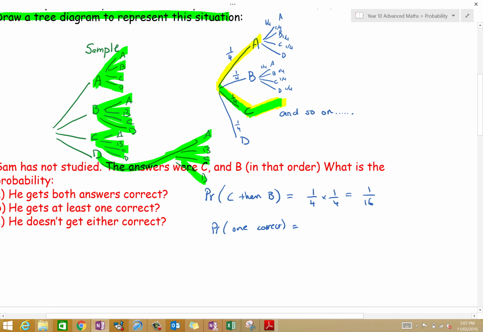He could go A and then B, couldn't he? And we have one correct. He could go B and then B, and he'd have the second one correct. He could go C and then B, which means he's got both correct. And he could go D and then B, meaning he has another one correct. Now, what we have to then do is we have to multiply those and add them together.